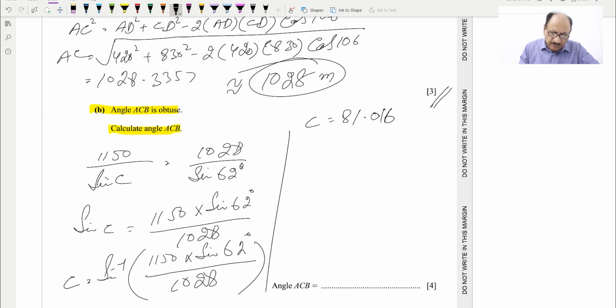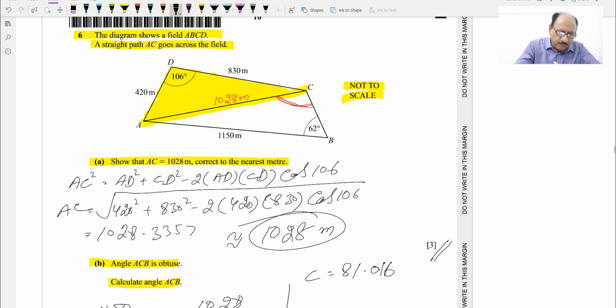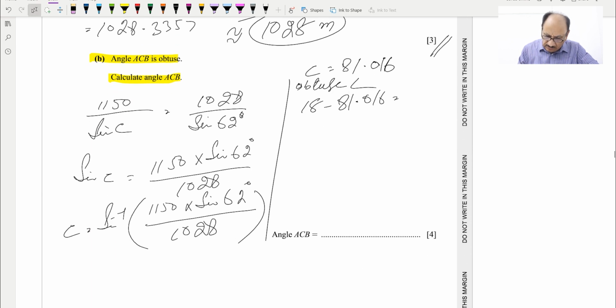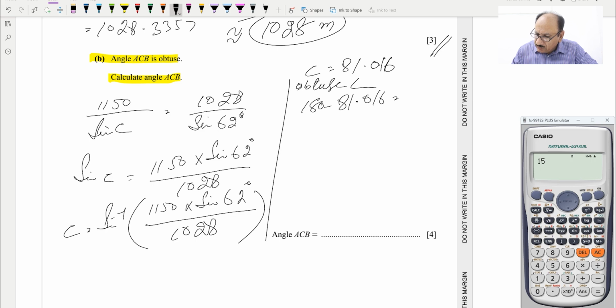But the angle they are saying is obtuse, it's an obtuse angle. So this angle is an obtuse angle, so it cannot be less than 90. So we will be taking 180 minus that angle. So 180 minus 81.016, we will be checking for the obtuse. We can write here obtuse angle, and we can write 180 minus this. So 180 minus the answer is 98.98.